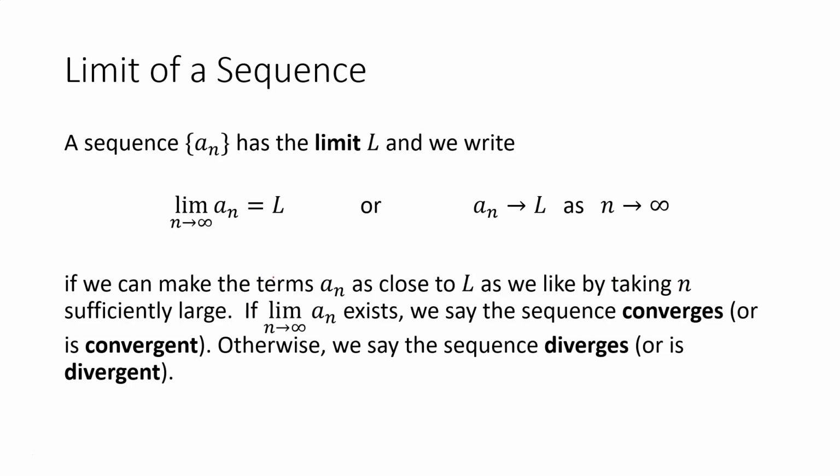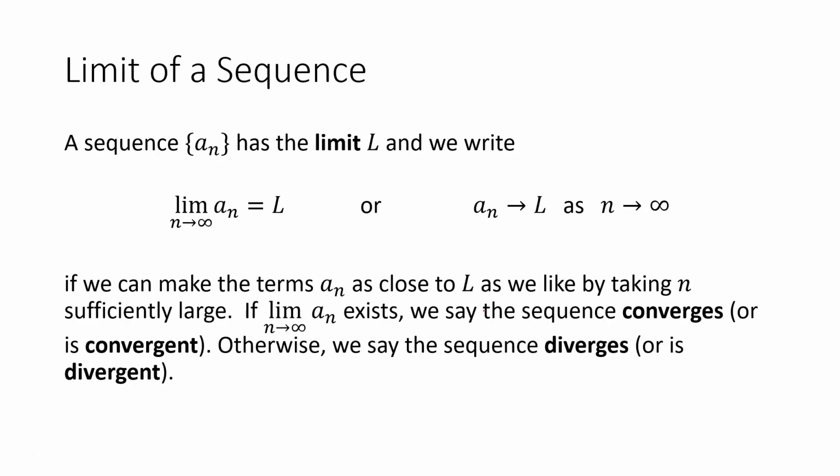In other words, as n gets bigger and bigger and bigger, the values of an are getting closer and closer to the value of L. And if the limit exists, then we say that the sequence converges. Otherwise, we say the sequence diverges.